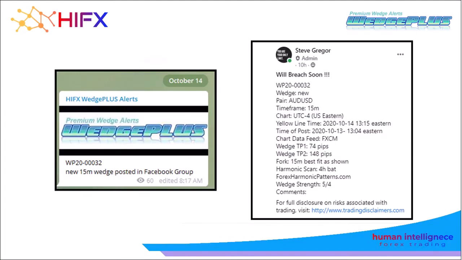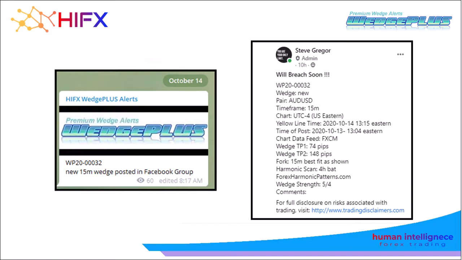All right, so first of all, there's two sources for notification of the wedge alert itself. The first one is where it's actually posted, and that's in Facebook. And I've got a screenshot of one of our recent ones there. And then on the left is a screenshot from my Telegram, where we also announce, as you can see, the ID number for the wedge alert and just the fact that a new 15-minute wedge was posted in the Facebook group. So again, this is for security reasons.